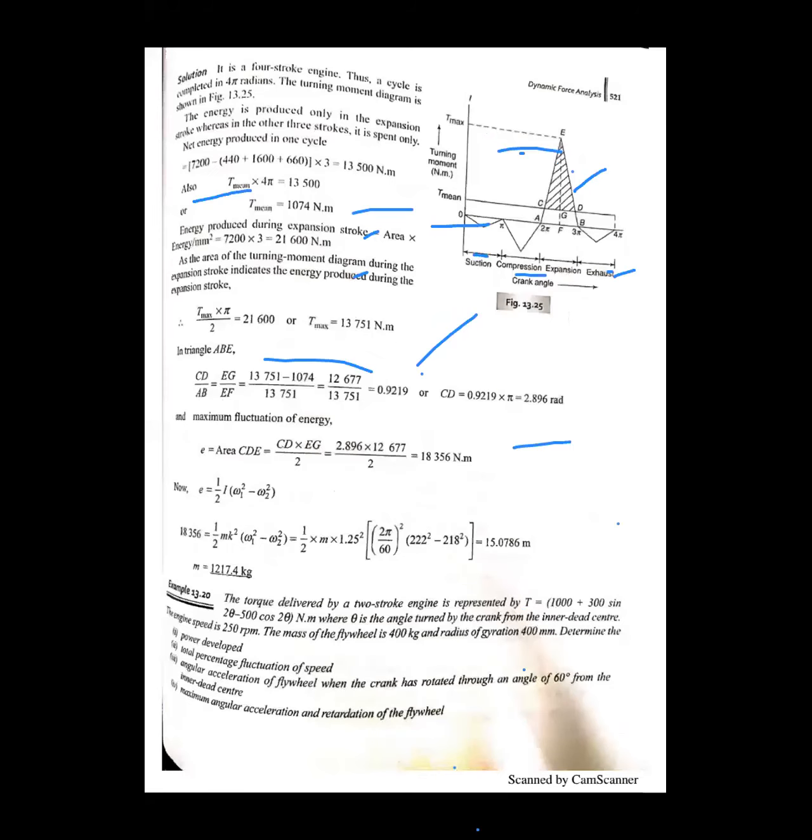Now, the maximum fluctuation of energy. To find the maximum fluctuation of energy, E equals the area of CDE. Since it is a triangle, the area is half into base into height, so half into CD into EG. CD is already 2.896 and EG is 12,677, so the value is 18,356 Newton meter.